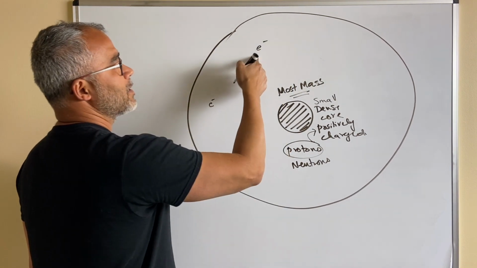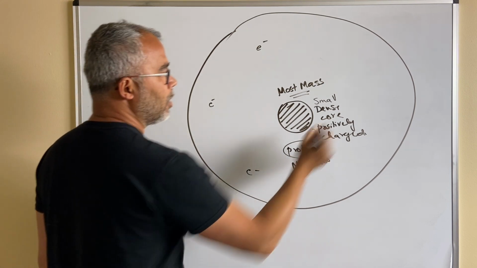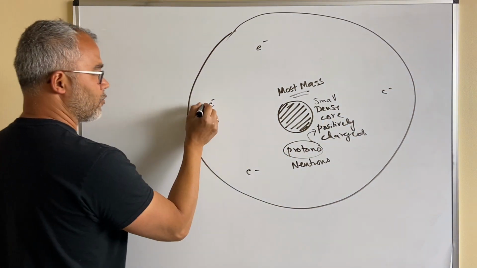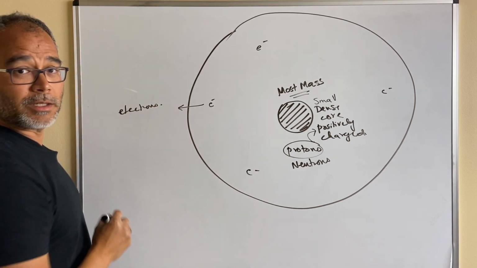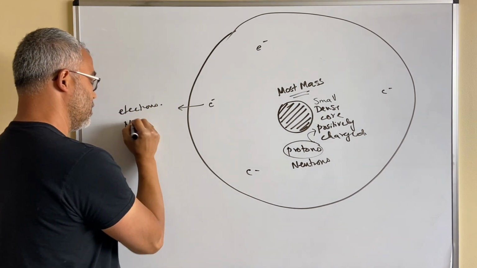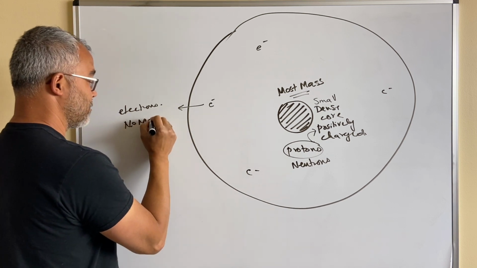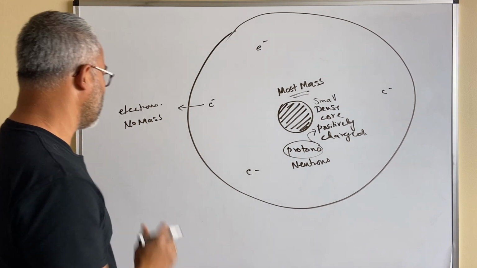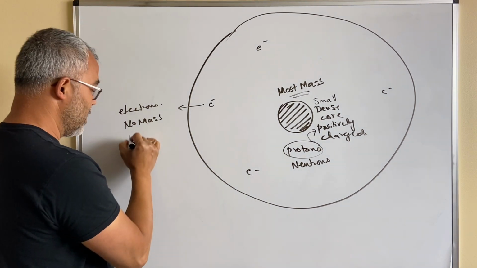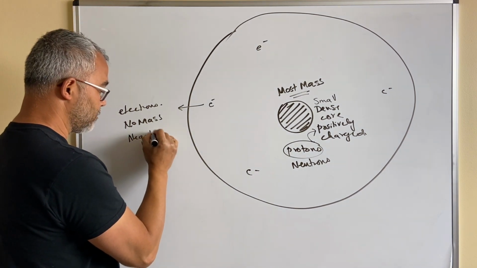I like to write them as e with a negative charge because these electrons are very small particles, have virtually no mass. They have very little mass, but nothing compared to any proton or neutron, okay? So virtually no mass, and they're negatively charged.